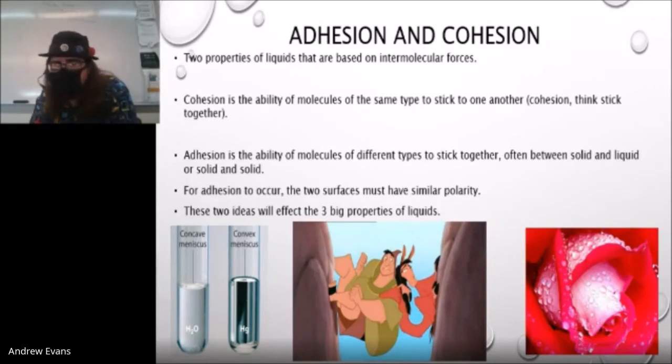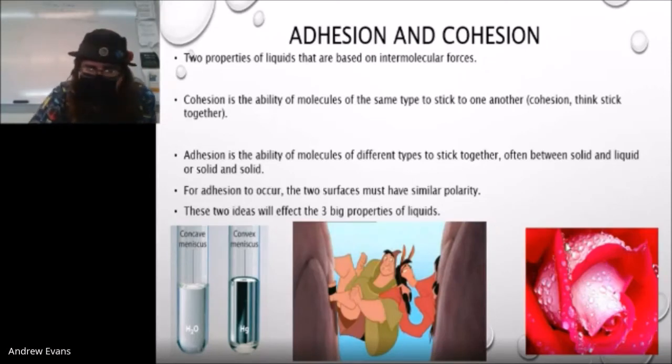And these two types of forces will be present, and it's how we describe a lot of different things like surface tension, viscosity, and capillary action, as we see here. But for them to have a strong adhesion, they have to have similar polarity. So just looking here, we've seen this all in lab. Water, we see this little downward meniscus.